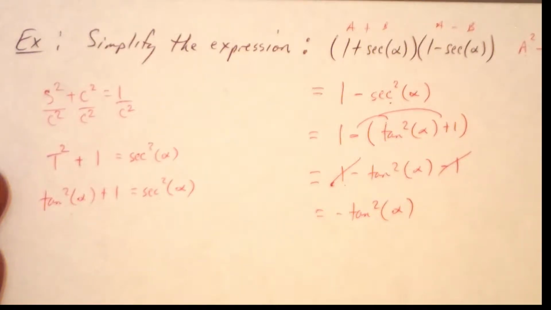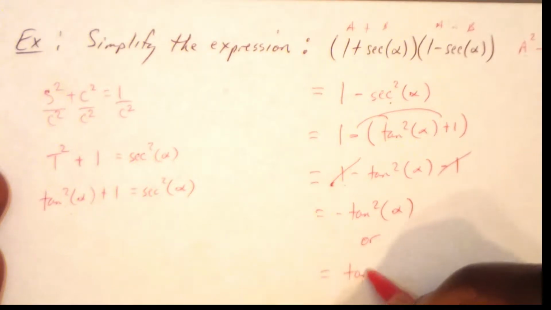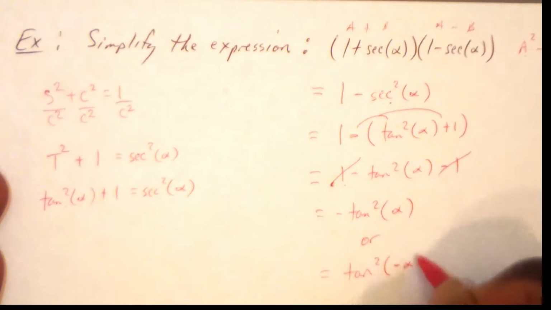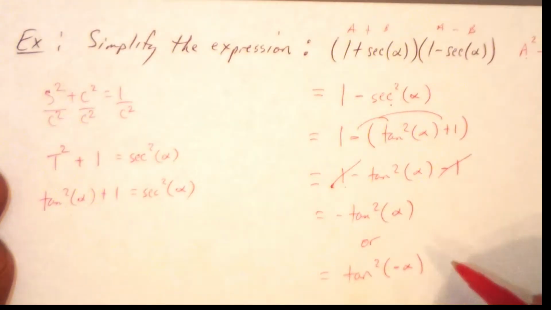Okay. Now we could also write it this way as well if we wanted to, because we know tangent is an odd type of function. All right, so let's move on to the next example.